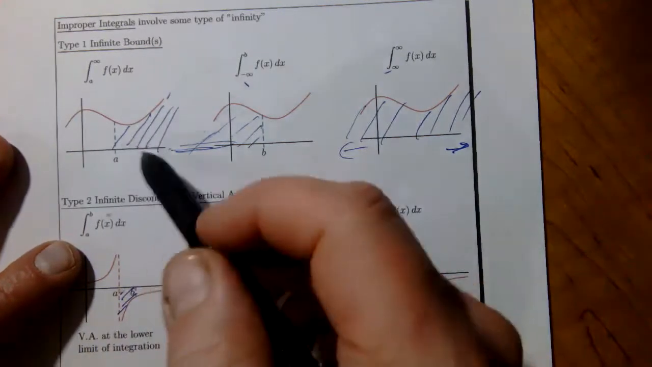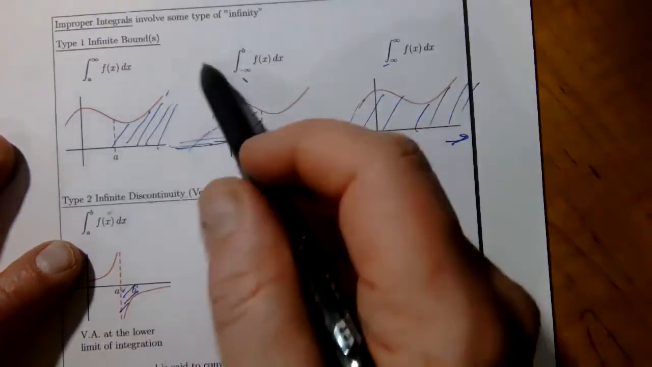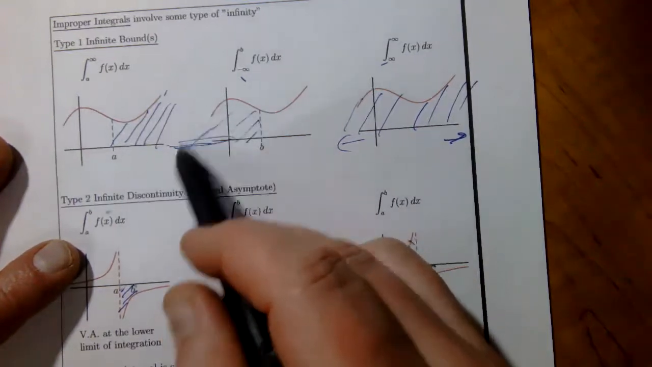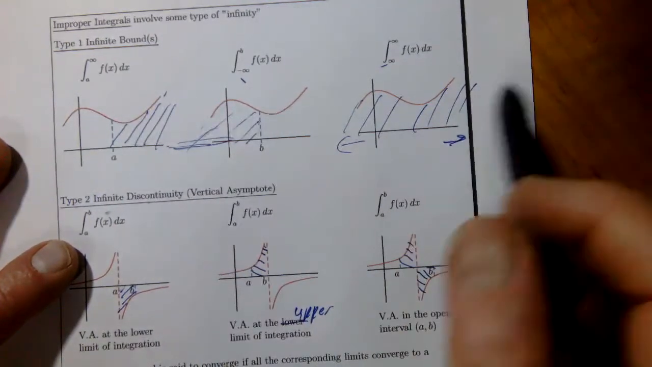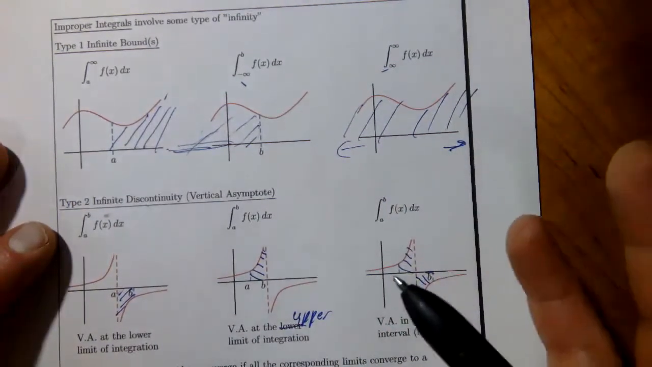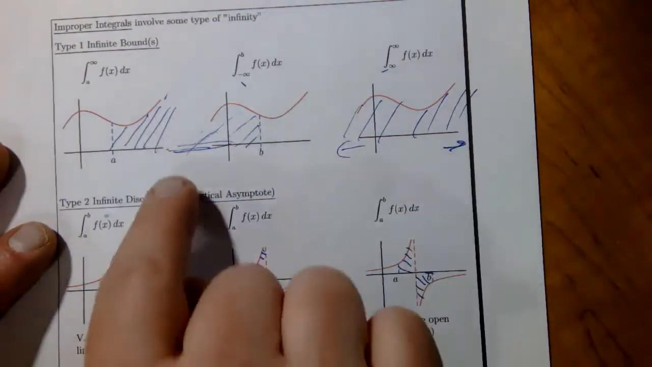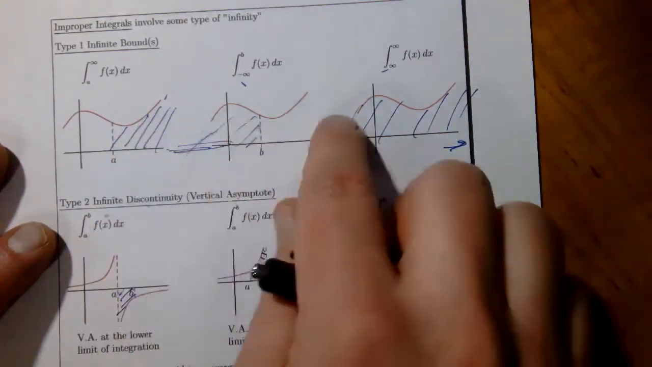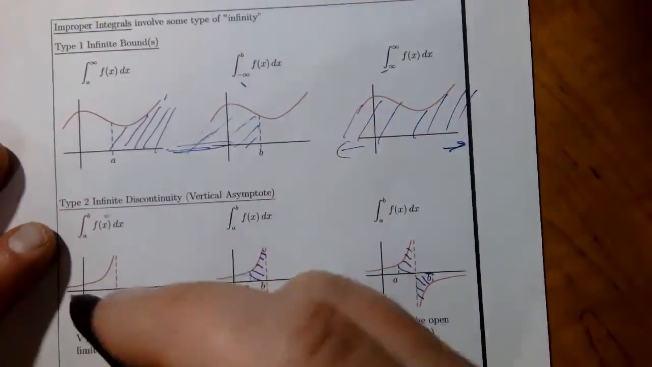Because they kind of lend themselves, especially the way I drew this one here. This is obviously going to get bigger. Maybe this gets bigger, I don't know. This one is just obviously going to get bigger, right? The way I drew it. But if this were to be a finite area, then you would say the improper integral converges.